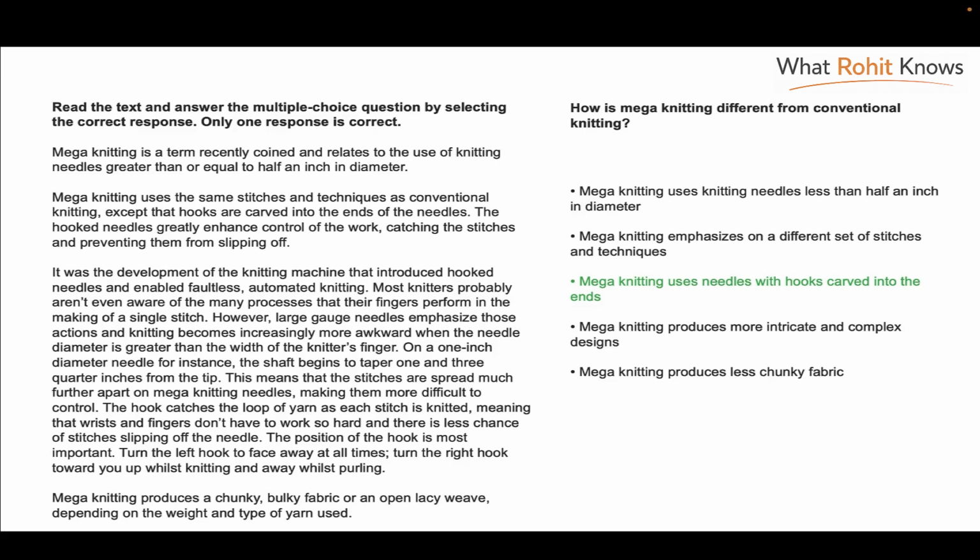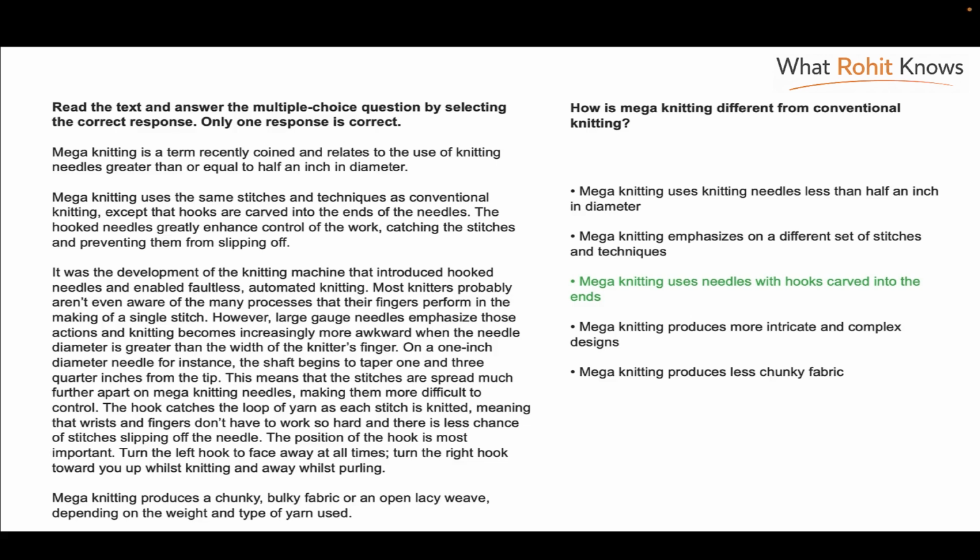So one option is a correct difference between mega knitting and conventional knitting, and the rest of them are not correct, and you need to validate that against the text. So now, as always, go back to the text, skim. You'll understand this is about mega knitting. You'll understand the structure: the second paragraph is about differences, a comparison with conventional knitting. The third paragraph is more information about mega knitting, the stitches, the hooks, and the different things involved in it. And the last paragraph is about the kind of fabric that mega knitting produces. Now, let's look at the first option.